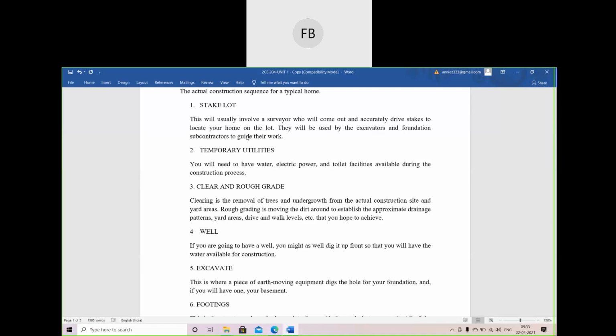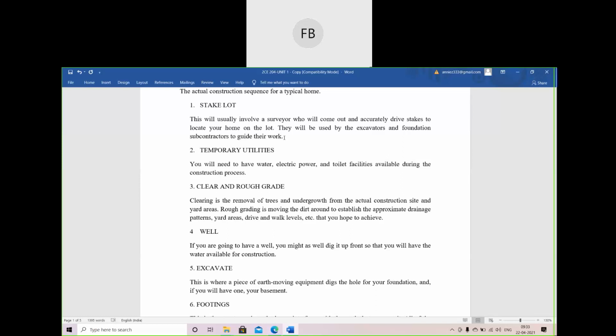So what did you understand? Did you understand something? Any small hint you got? What is stake lot? Ma'am, you explain. Okay, no problem. 112, right? Yes, ma'am. Okay. So stake lot is what?